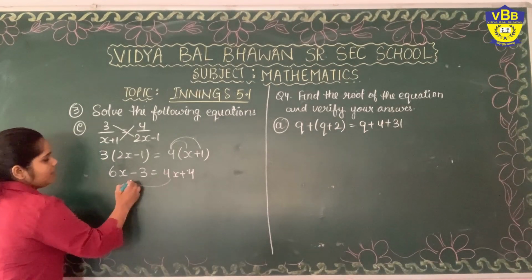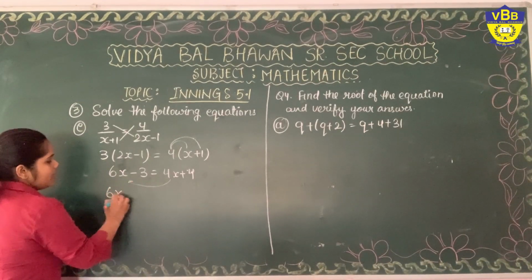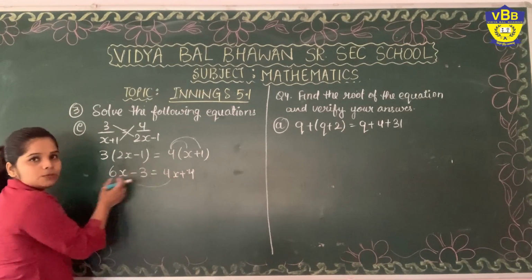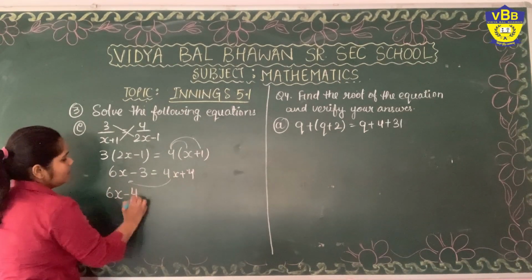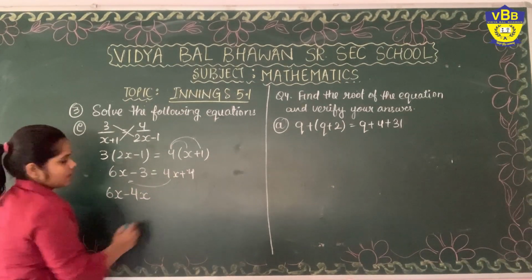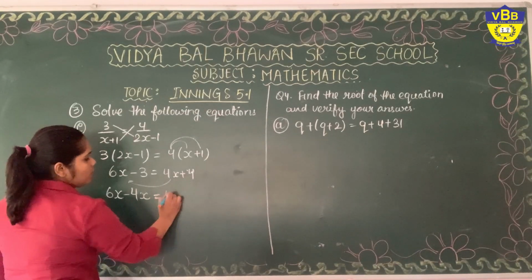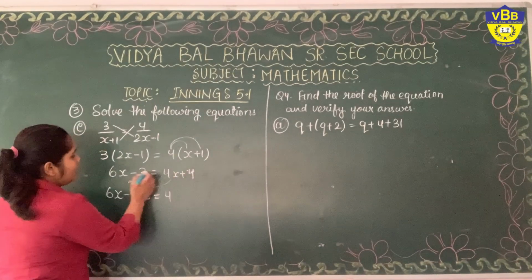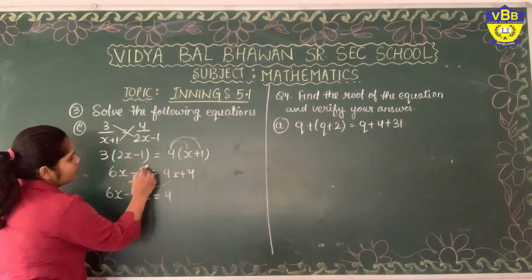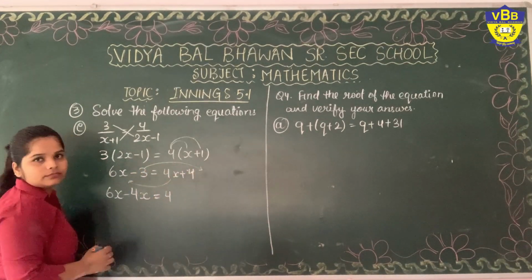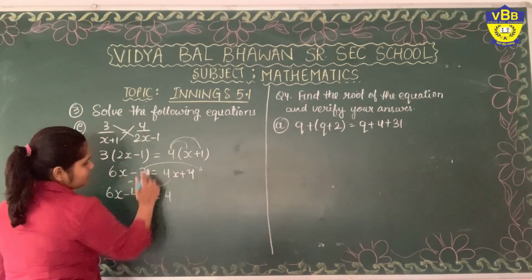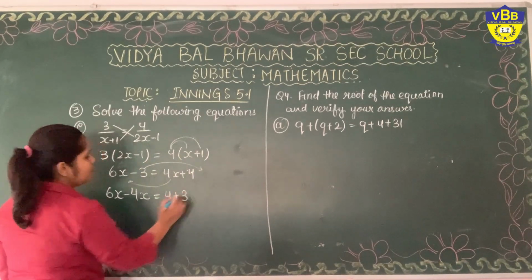Arrange the numbers with variable together. Here 6x, plus 4 transposing to the other side, it is becoming minus 4x. On this side, it is already 4, and this minus 3 is going to the other side. So minus 3 going to the other side will become plus 3.